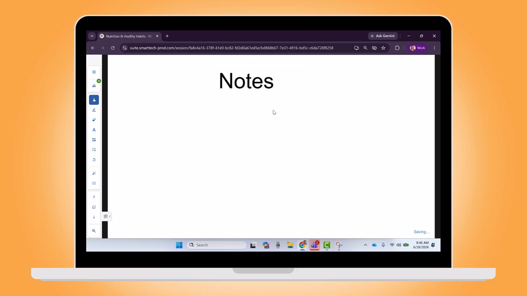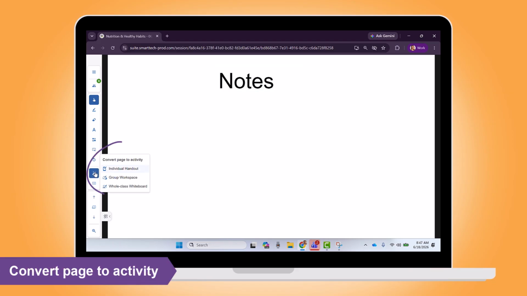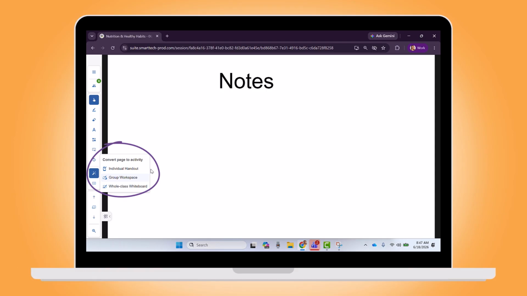This page can be converted into an individual handout, group workspace, or whole class whiteboard so that students can organize ideas, build mind maps, and make connections.